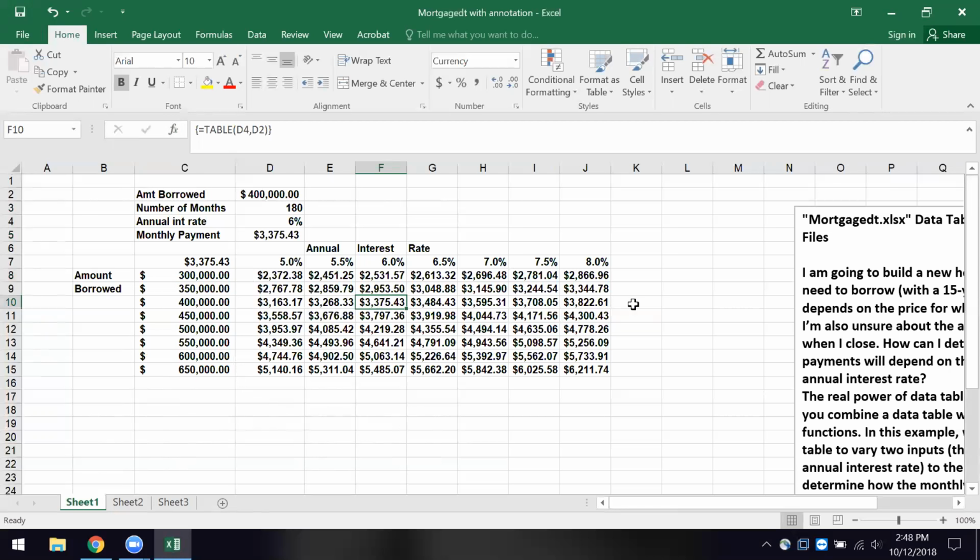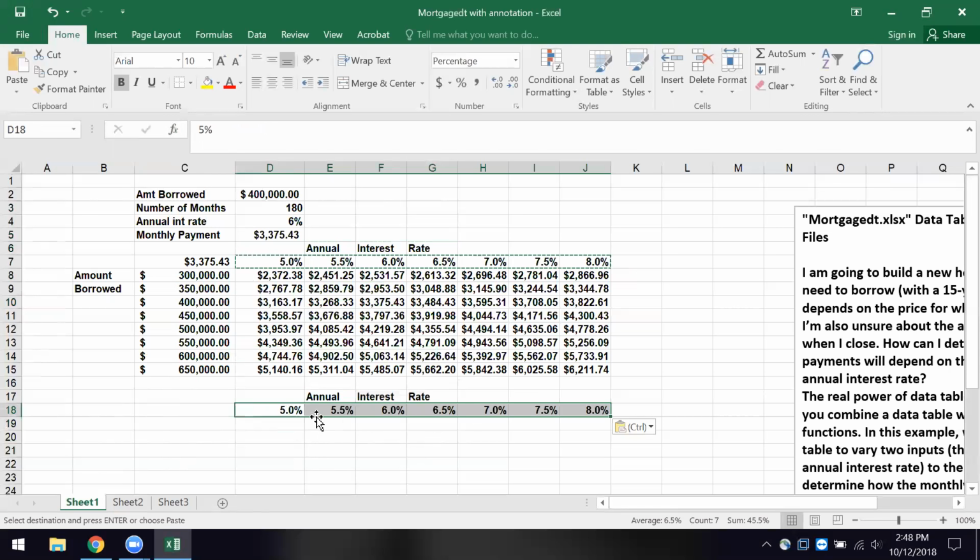Now notice we use the equal. We use the table function again, and I'll just show you again. I'm going to copy this right here. Here's the annual interest rate. Here's the title for my little data table. I'll put it right here. All right, annual interest rate. Then I'm going to get the interest rates. I'm going to copy them. And then I'm going to get my hinge.